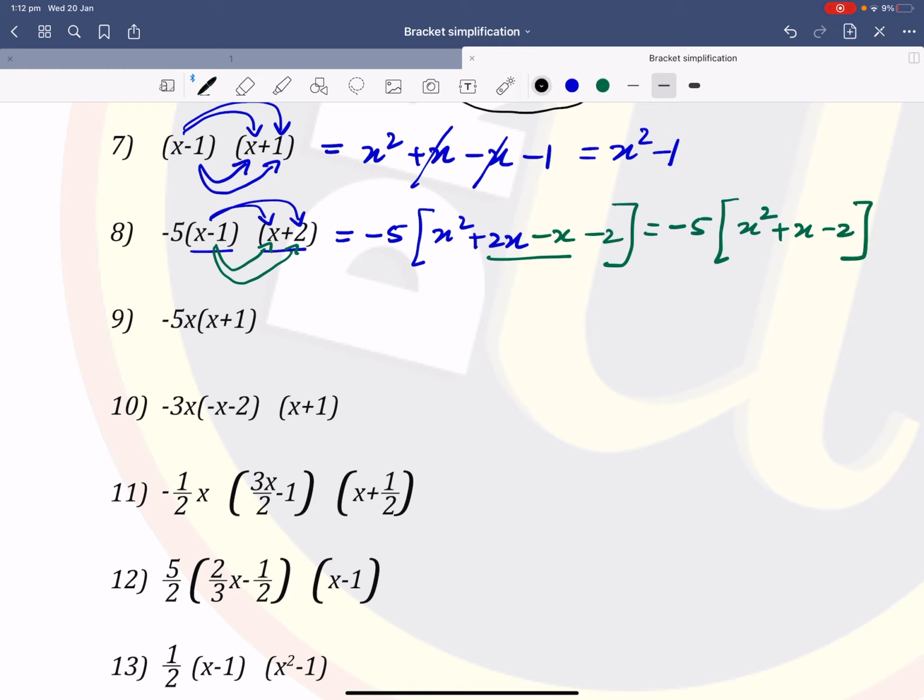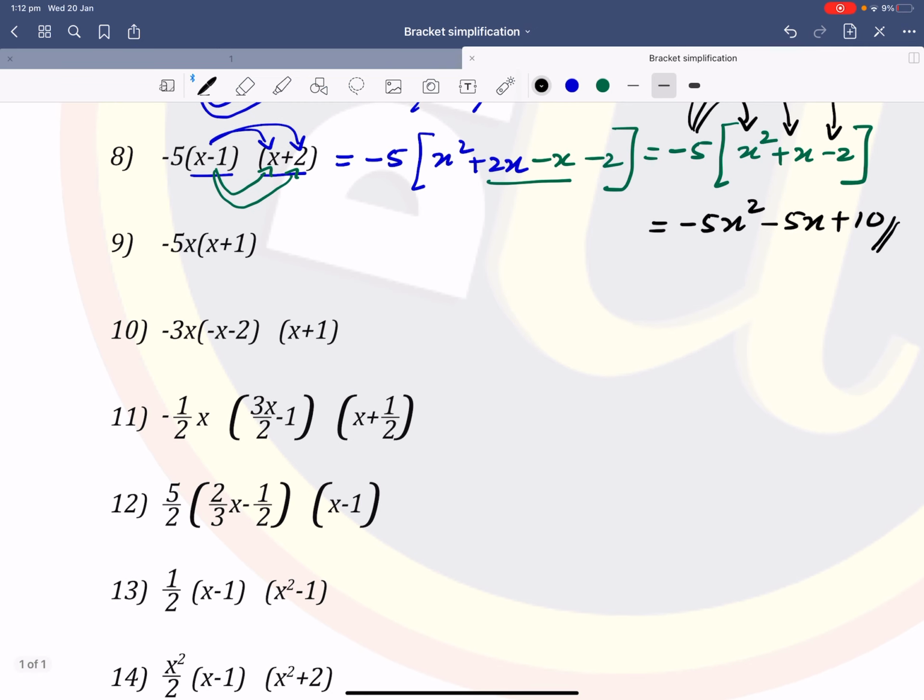Now what you can do is you can multiply with the outside number like that. It's going to be minus 5 with x squared is going to be minus 5x squared. And then minus 5 times x, minus minus is plus. 5 times 2 is going to be 10. So that's going to be the answer to that question. Now, ninth question. It's easy now. So you can directly multiply the bracket by minus 5x. Minus 5x times x is going to be minus 5x squared. Then minus 5x is going to multiply with 1. It's going to be minus 5x. Easy.